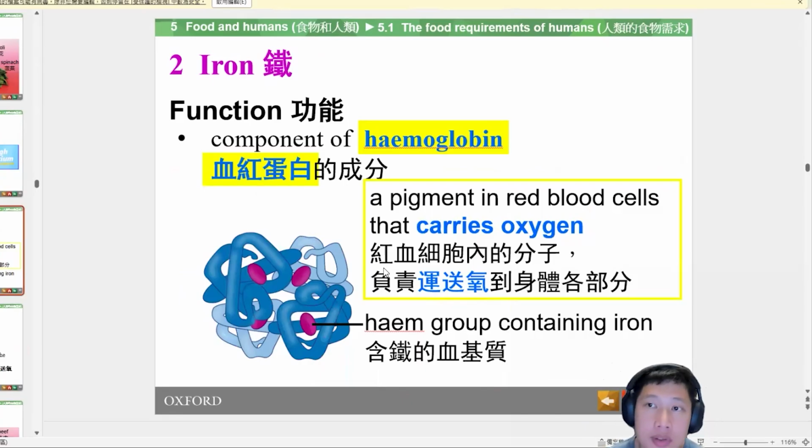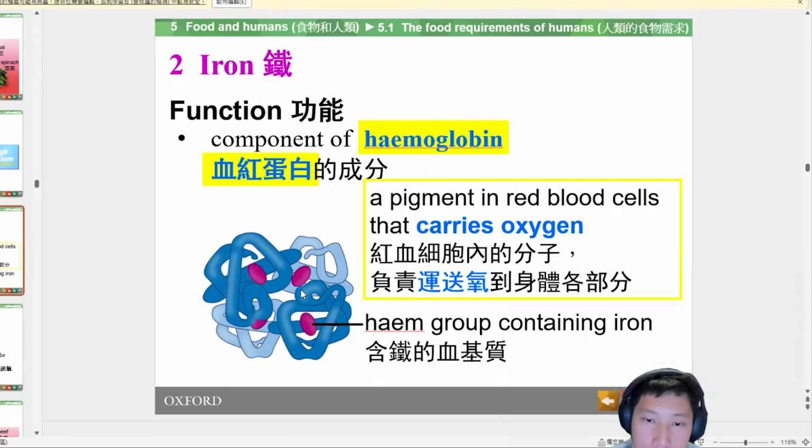Now, apart from calcium, we also have the second type of mineral. We call it iron. So what is the function of iron? It is a component of hemoglobin. Hemoglobin is a pigment within the red blood cells. This pigment will help us to carry oxygen. You can see here there is a heme group.